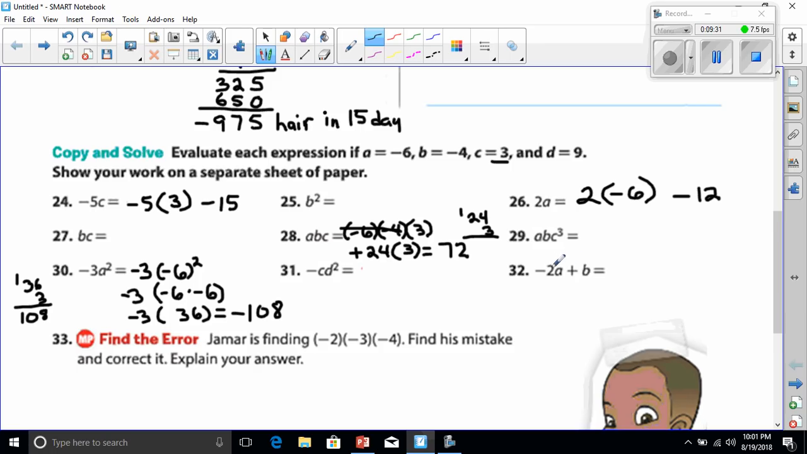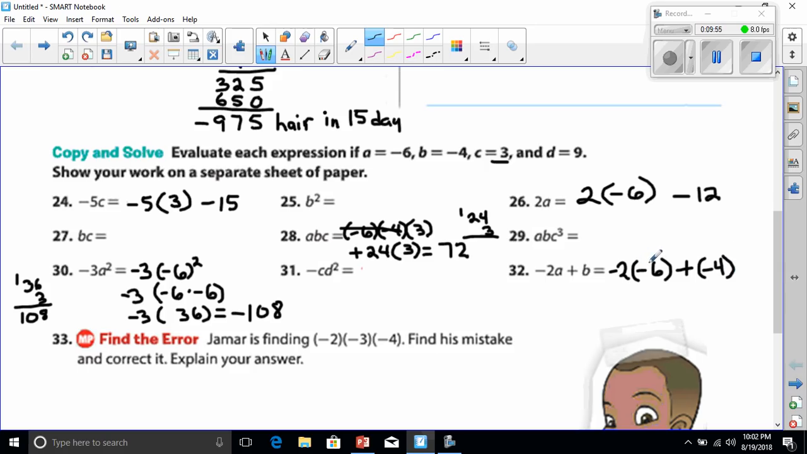Number 32 states negative 2a plus b. Well, negative 2a means negative 2 times whatever a is, which is negative 6. And when we're done, we're going to add that to b, and b is negative 4. Let's begin.